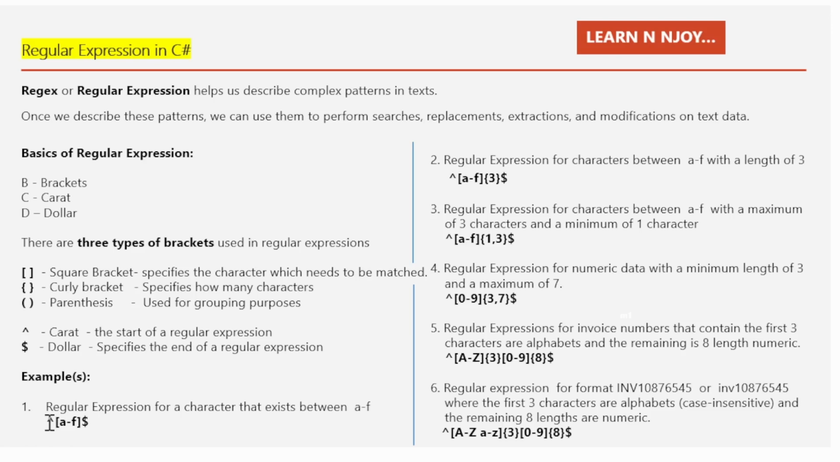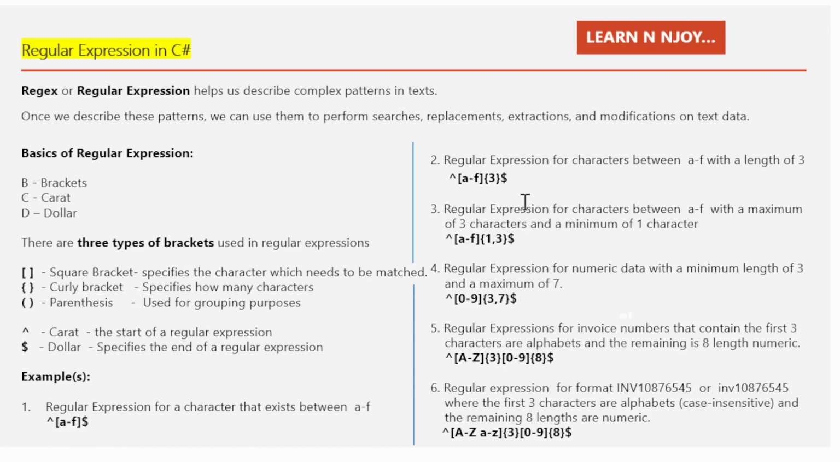So we use a square bracket because it specifies the character which needs to be matched. In a square bracket, we need to write A hyphen F. That indicates that characters should be in between A and F. That's it. Our regular expression is ready now. So the regular expression is caret, opening square bracket, A hyphen F, closing square bracket, and dollar sign at the end. That's how we write the regular expression.